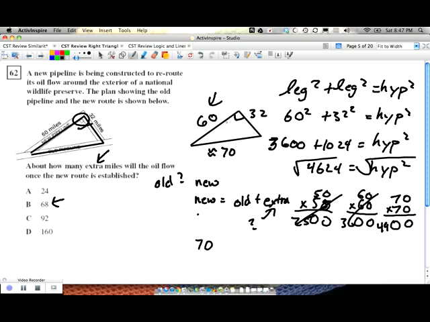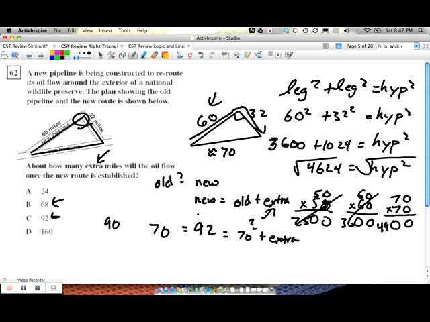Well, we know the new is 70, and we know the old was, well, how much is the 70? Let's get this straight. So the old is 70, and the new is the 60 plus 32. That's going up and then around and down the other side. So 60 plus 32 is going to be 92. And that's actually pretty close right here, 92. So that's really 70, the old stuff, plus the extra.